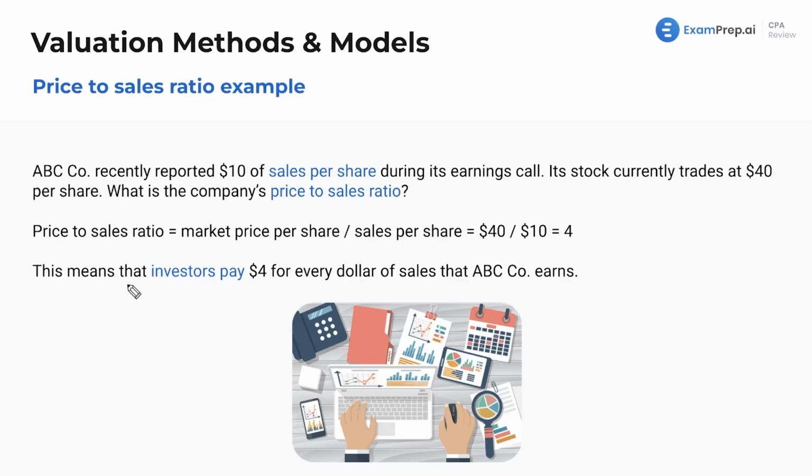It means that investors will pay $4 for every dollar of sales that ABC company earns. And that's a nice way to break it down and think about it. I mean, it's how it is. You're paying $4 for every dollar of sales that the company will earn.